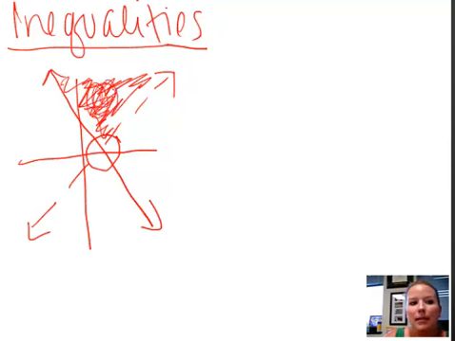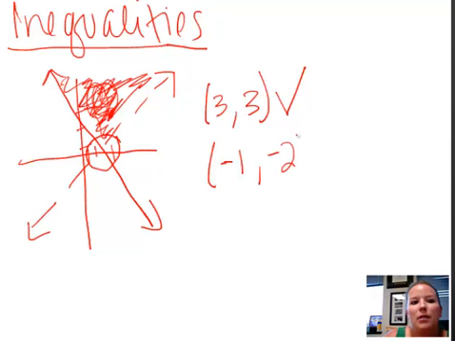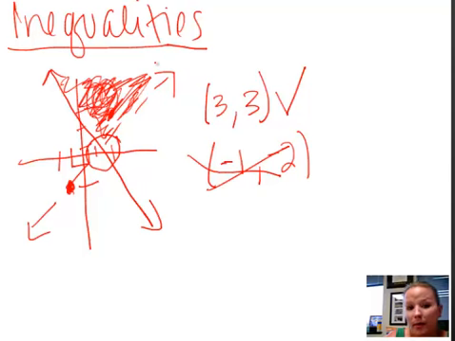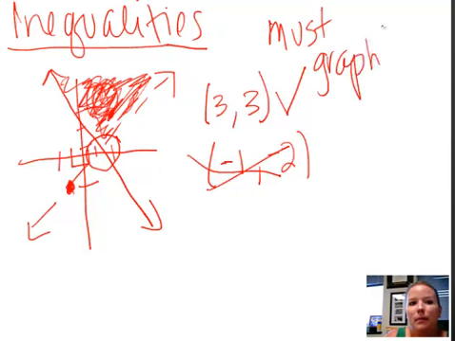So I have to pick one that's up in this section. So say I had 1, 2, 3, 1, 2, 3. That point lies in that shaded region. So the coordinate 3, 3 is a solution. Now, if I pick the coordinate -1, -2, that would be over here, -1, -2. Even though it lies on the line maybe, it's not a solution because it's not in the shaded region. The whole purpose of shading is to tell you where the answers are. Okay? So inequalities, you must graph them. Alright? You must graph, Okay?